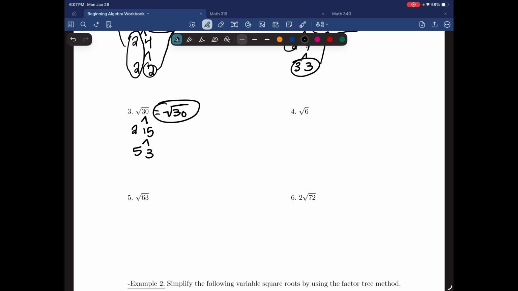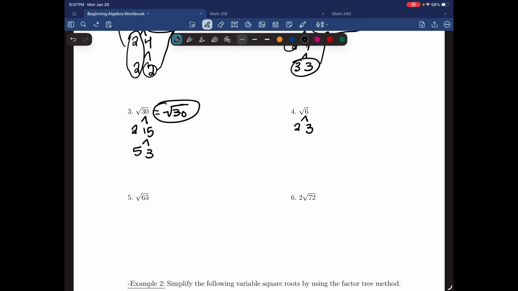All right, so looking at example 4, we have the square root of 6. I encourage you to pause the video and try this one on your own. And assuming you've given it a go, let's go through this. So the square root of 6, because it's even, I'm going to divide it by 2. 6 divided by 2 is 3.